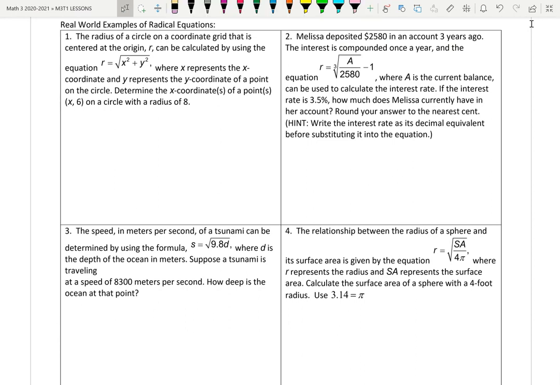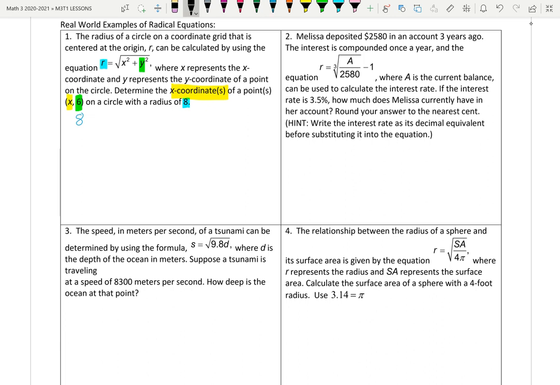The radius of a circle on a coordinate grid that is centered at the origin, R, can be calculated by this equation. So it wants you to determine the x-coordinate of a point. So we need to find the x. Where is this in the spot of the 6? It's in the y value. And it has a radius of 8. R is for radius. So I'm going to go ahead and substitute the information given.